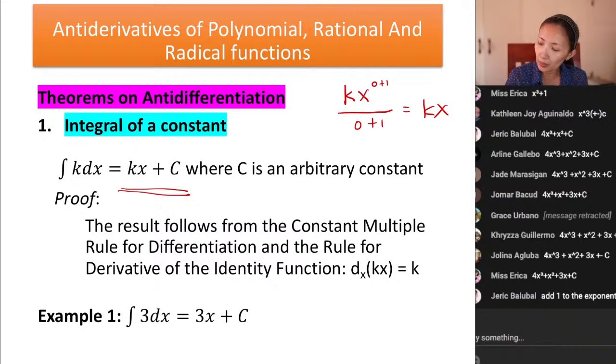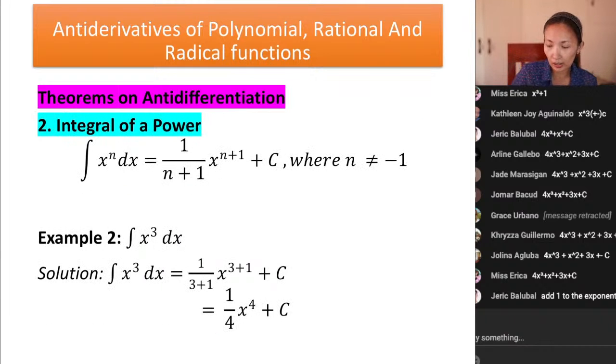Okay, so example number 1. Evaluate the integral of 3 dx. 3 is a constant, therefore 3x plus c. We proceed to the next, unless there are questions.